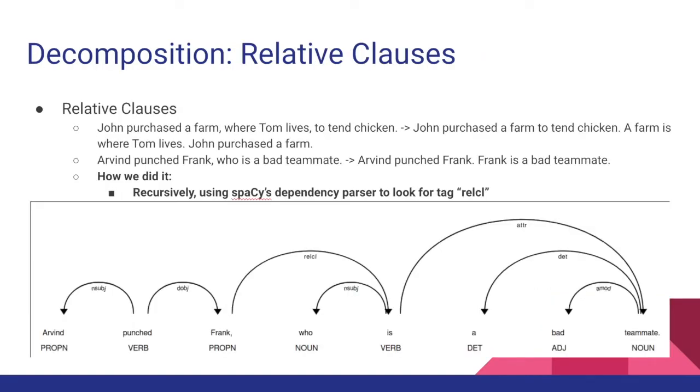Then, for decomposition, we looked at relative clauses. So using spaCy's dependency parser, we looked for the tag RELCL, and if we saw that tag, then we would split the sentence up into 2 to 3 smaller sentences depending on the who or the what or the where or the when word that started off the RELCL clause.